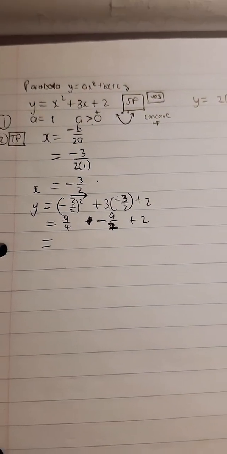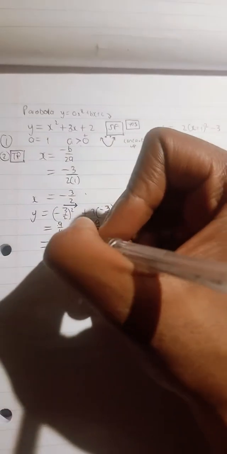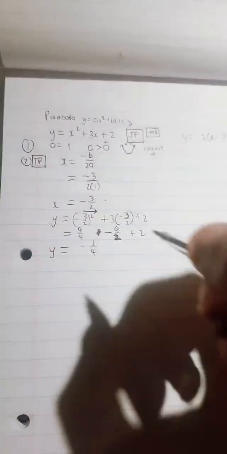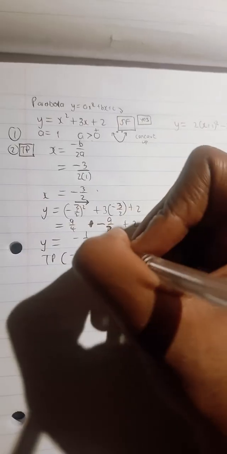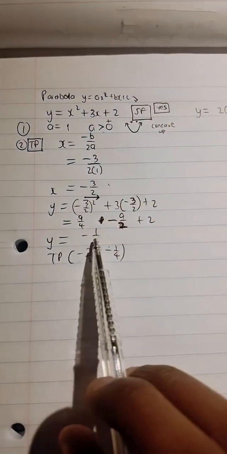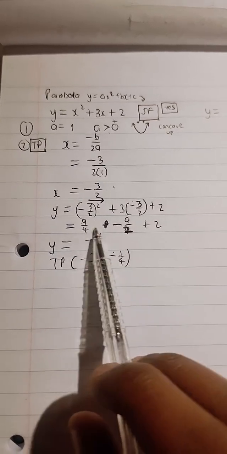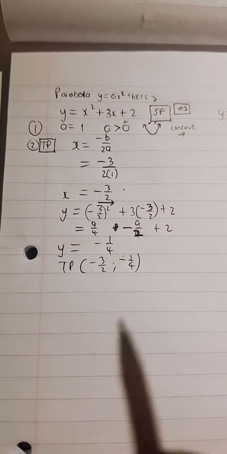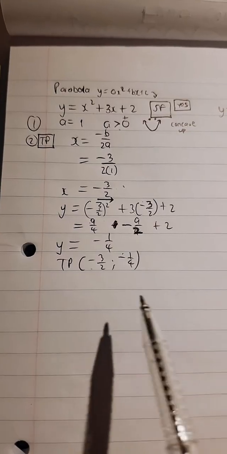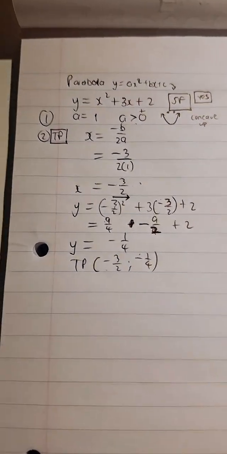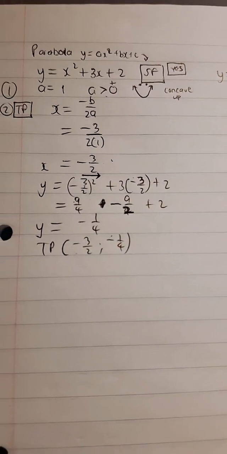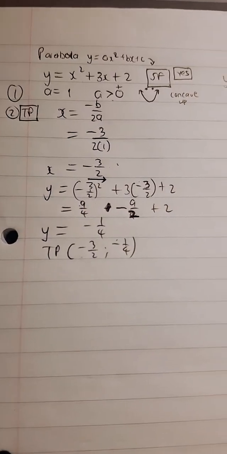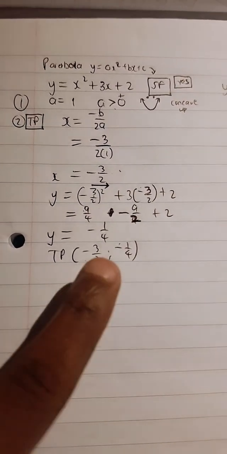I can see our good friends have already gotten us the answer for y, which is y is equal to negative 1 over 4. Turning point: negative 3 over 2, negative 1 over 4. But also remember, this negative 1 over 4, the calculator gives me 0.25, so I know this is also negative 0.25. Just to have an awareness of where that value is in my Cartesian plane.